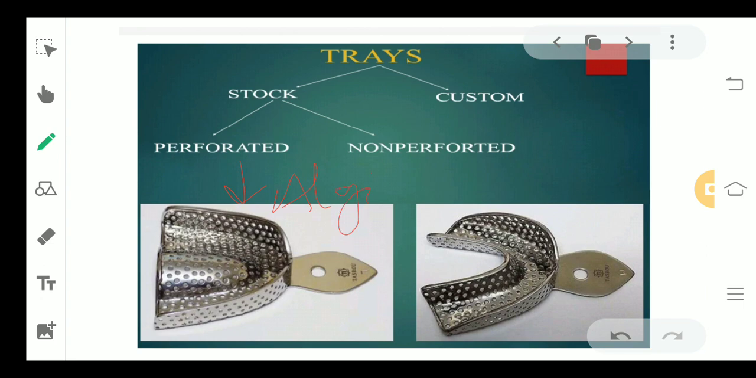Now if you have seen the previous video, I told you that in alginate we have mechanical interlocking as a process of the material getting attached to the tray. Basically the alginate flows out through these pores and it locks itself to the tray. That is the reason in case of alginate we always use perforated trays, whereas the non-perforated trays are usually used in edentulous patients for compound impressions.